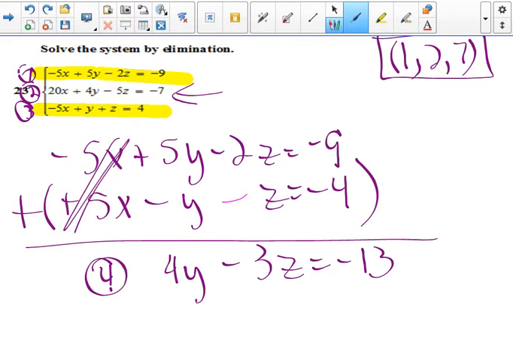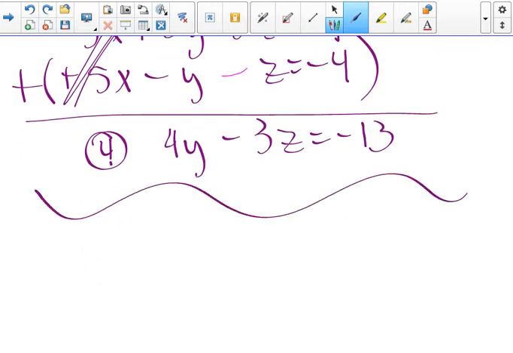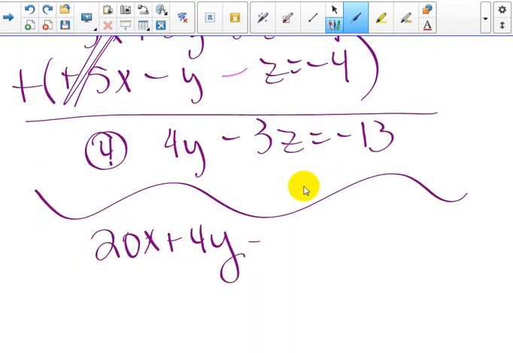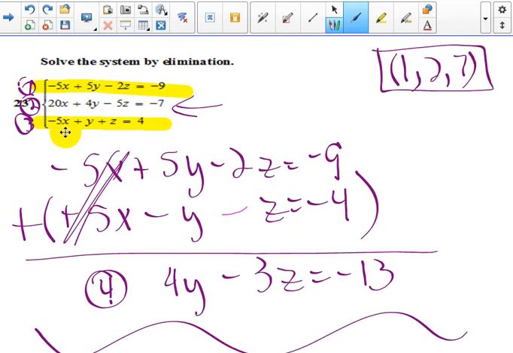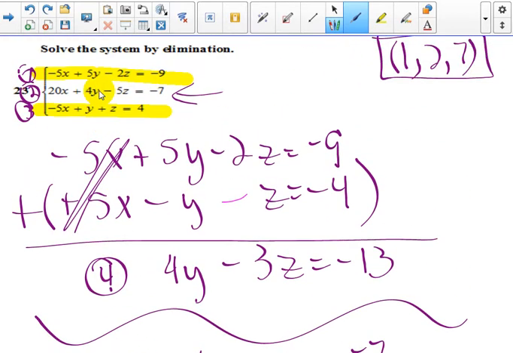Now let's do that again with our equation that we didn't use. It doesn't matter which one you use again, as long as you pick the second one and pick 1 or 3. Well, again, I'm just going to pick 3. So I'm going to use 2 and 3. So 20x plus 4y minus 5z equal negative 7. Okay, and then my equation 3, negative 5x plus y plus z equal positive 4.